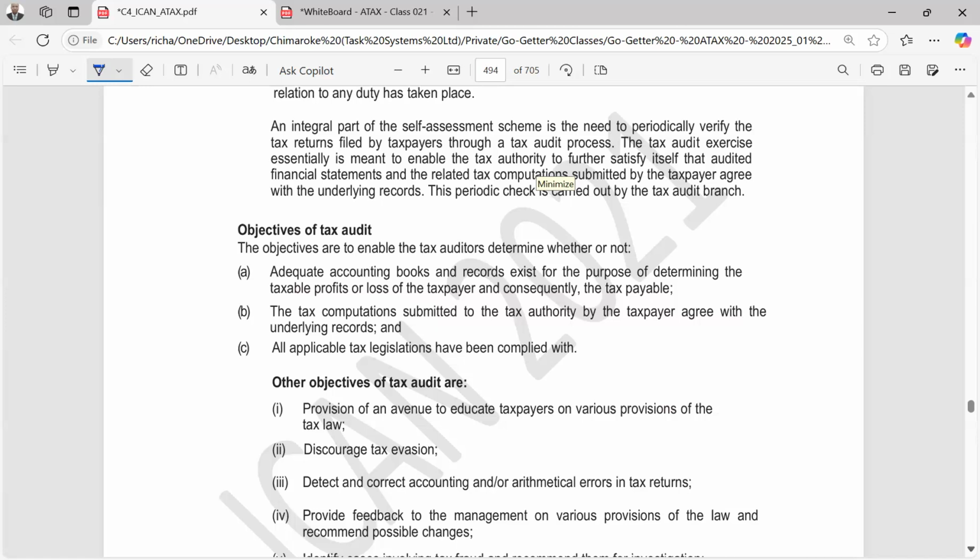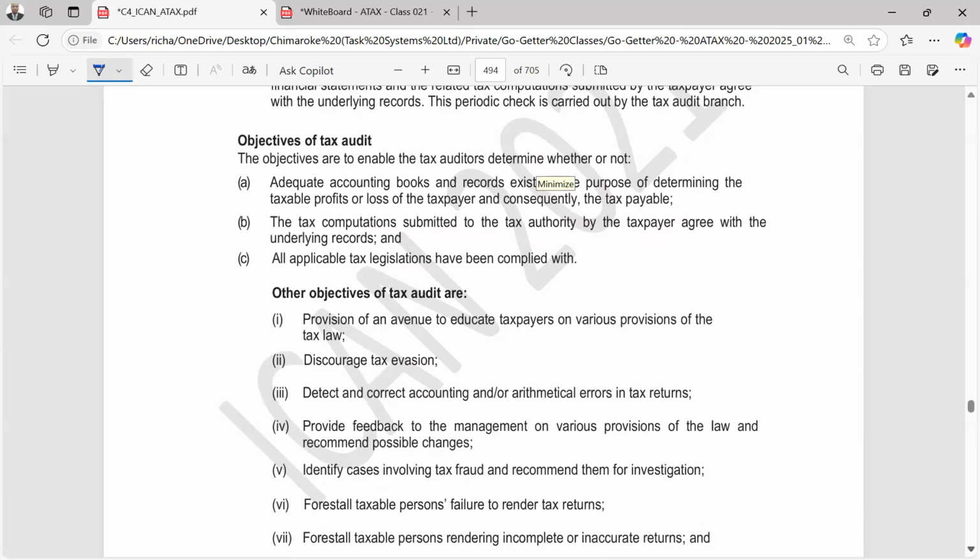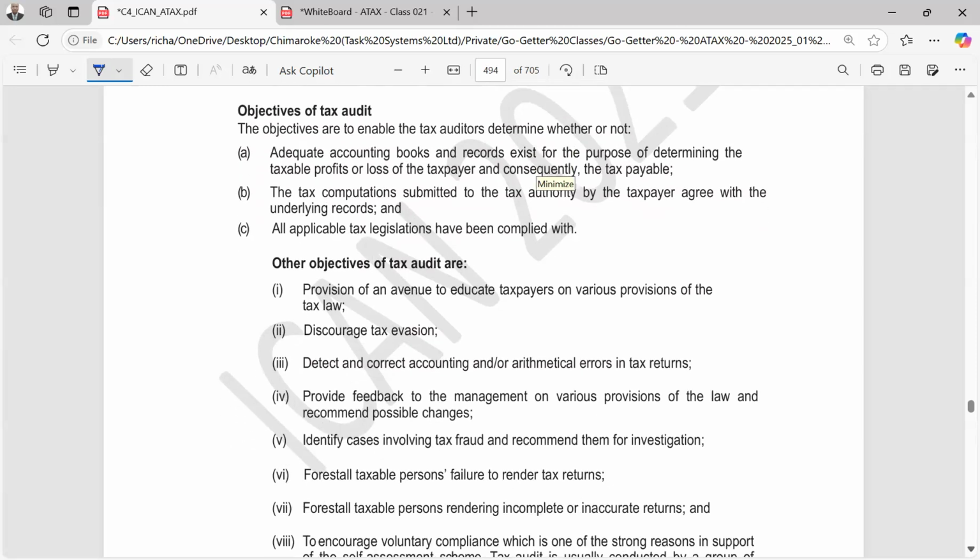Then they want to also check whether the tax legislation has been complied with. We have CAMA, we also have the FRS Act, we also have the Finance Act 2019, 2020, 2021, and so forth, whether they have been complied with. Then there are other objectives that are not the primary objective. One of them could be an avenue to educate taxpayers on the various provisions of the tax law.